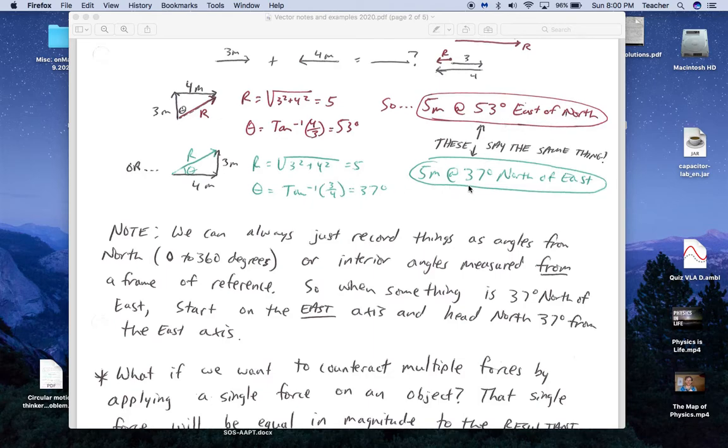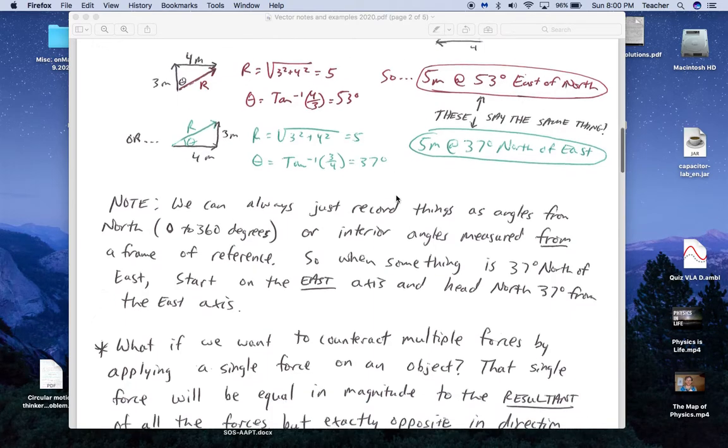This one would be 5 meters at 37 degrees north of east. Well, those mean the same thing. They point in the same direction. So it doesn't particularly matter which way you do this, but you've got to show me your work when you're doing things on a quiz or you're submitting work online, so I know that you understand what you're doing and that we really do mean the same direction.